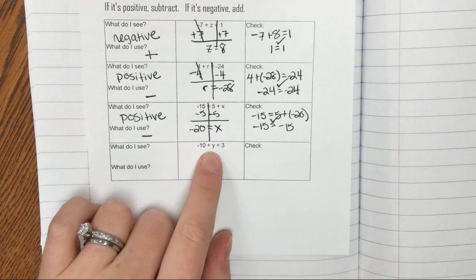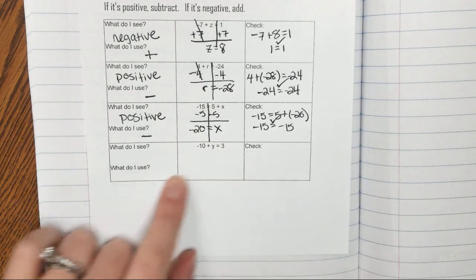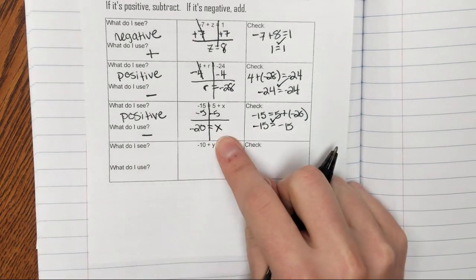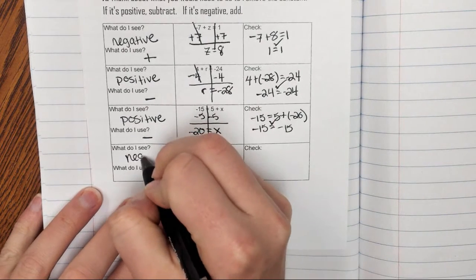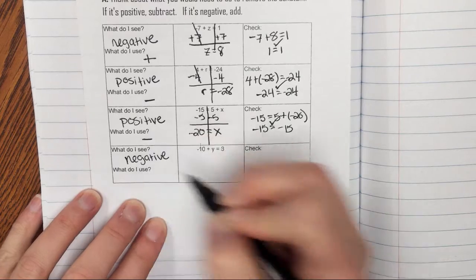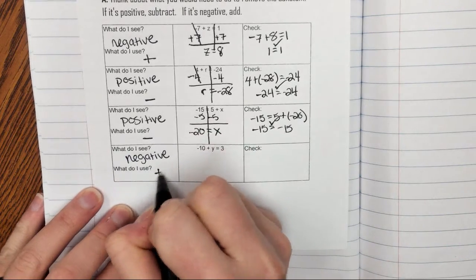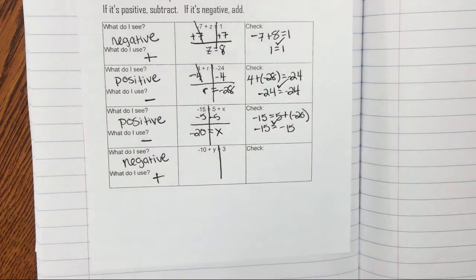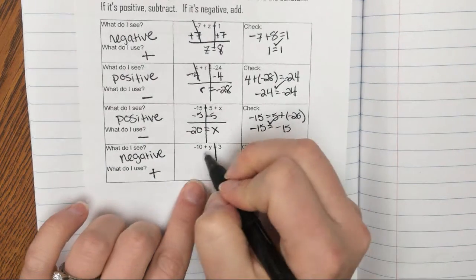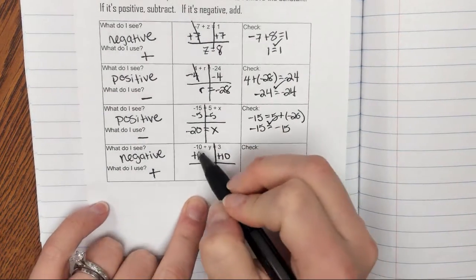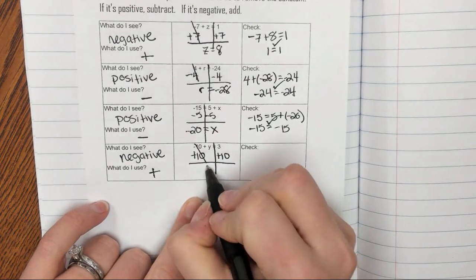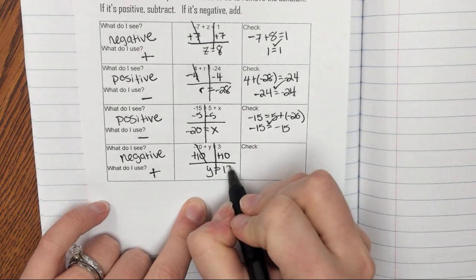All right. Next, I have negative 10 plus y equals 3. Look at the side with the variable on it, and I see a negative number. It's a negative 10. So that means I'm going to need to use addition to cancel out that negative 10. So I'm going to have to add 10 to both sides. These two cancel, and I'm left with y equals 3 plus 10 is 13.